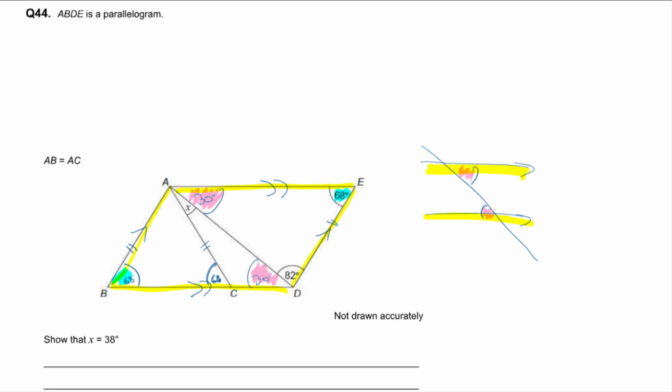And if that's 68, then because of angles on a straight line adding to 180 degrees, that angle on the other side must be 180 minus 68, and that is 112. Now I know that's 112, then x plus 112 plus 30 must be equal to 180 because of angles in a triangle. So x must be 112 plus 30, 142, taken away from 180, and that leaves me with 38. So x has to be equal to 38 degrees.